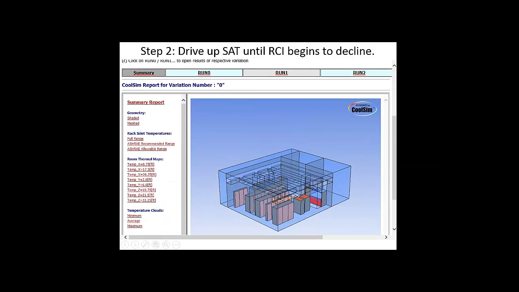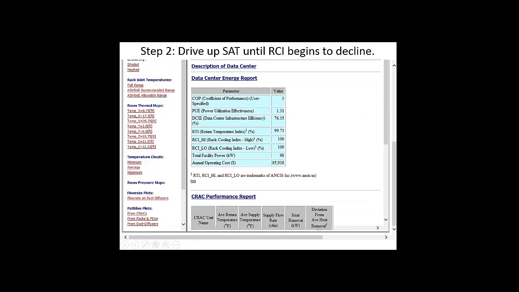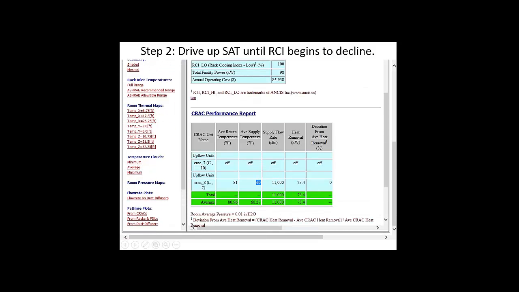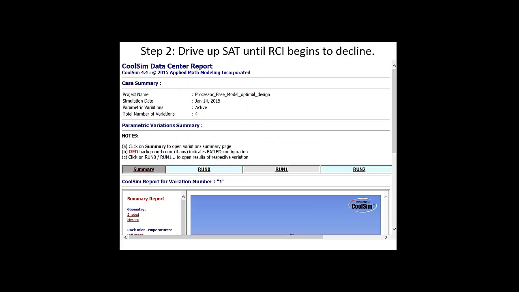So run 0 is the first one. I'm sure if we look at the energy report, we're going to see COP improved to 3. We've got RTI now of 99.97, and look at the other two, high and low, both sitting there at 100. That's a good-looking representation, huh, Magnus? It's sweet. But I think we're going to find, if we look at our crack, that's where I'm cold. So there's 60. We went up to 60. We've got an 81 return. At least we're in the range of spec now for the crack units. Let's see what happens as we march forward.